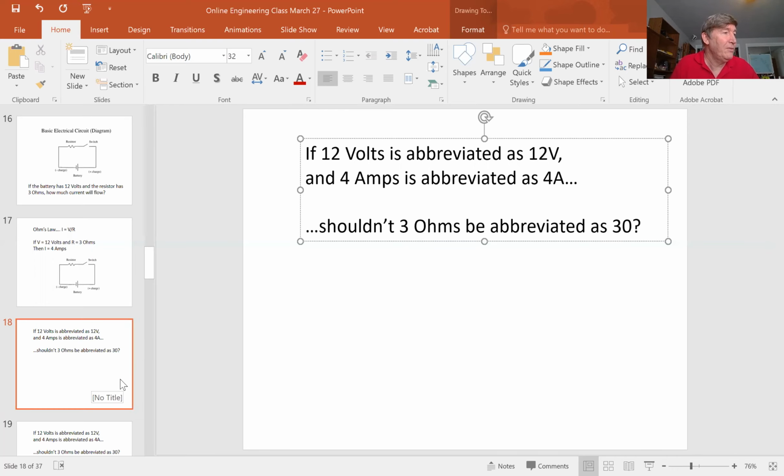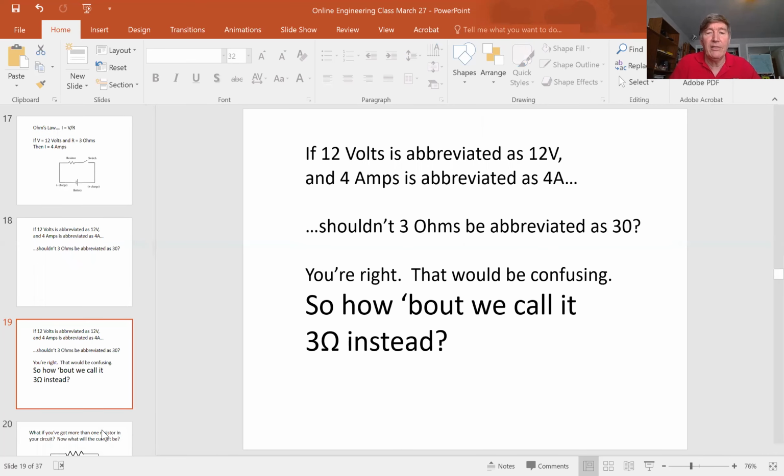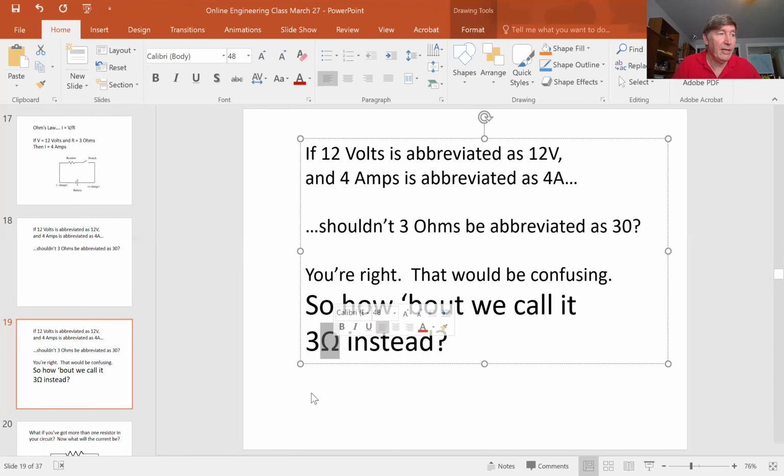And I see a lot of you are way ahead of me on this. So instead of calling it 3 O's, we're going to use the Greek letter omega, which sounds like ohms, so it's a logical choice. It's this upside down horseshoe that you see right here. That symbol is the Greek letter omega, and that's what we're going to use whenever we want to abbreviate ohms. So three upside down horseshoes there is 3 ohms.